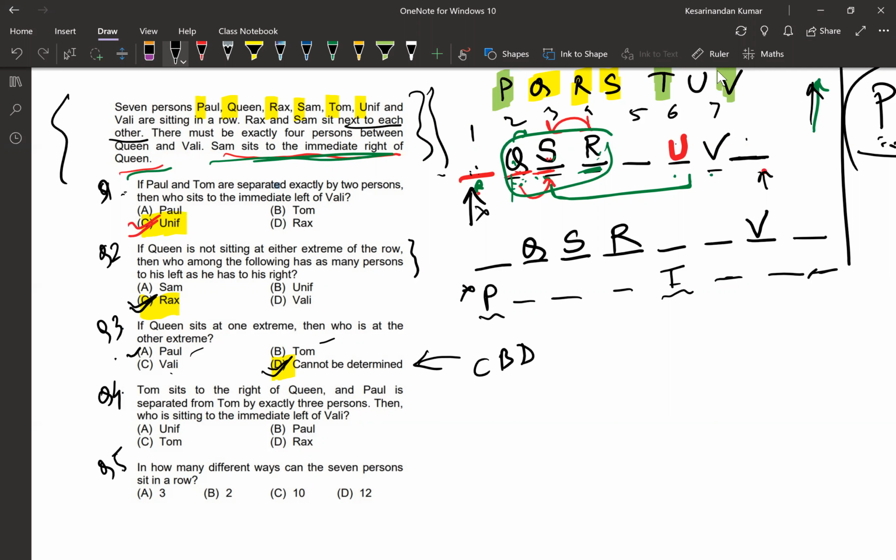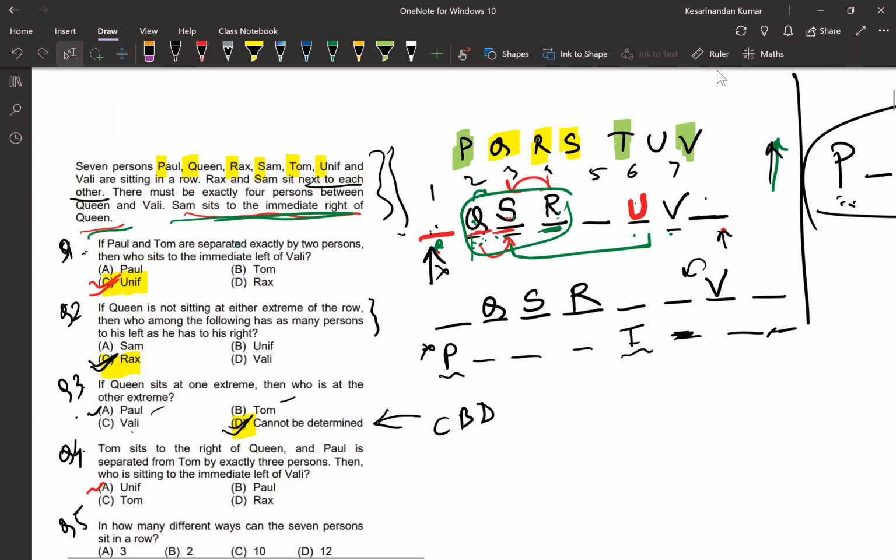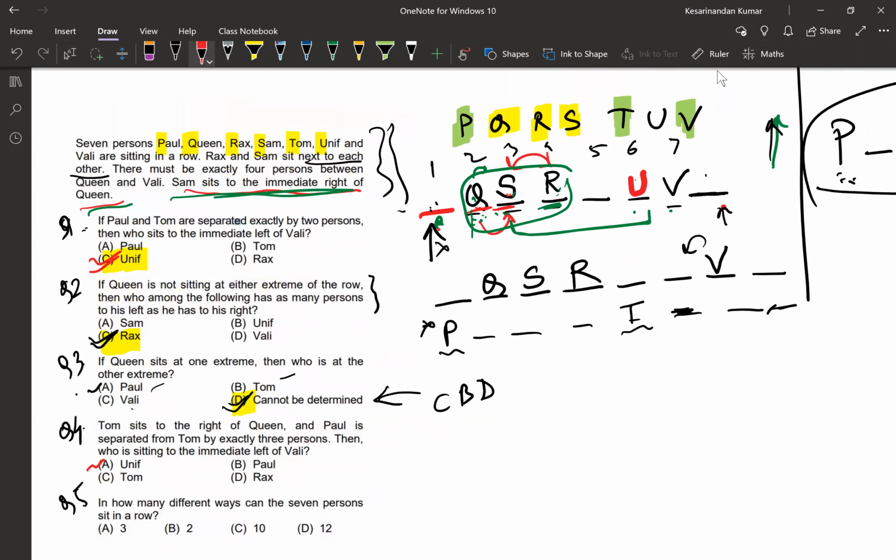Then who is sitting to the immediate left of Wali? Who is sitting here? Who will sit, guys? Unif. Yes, Unif it is, because that is the only person that is left. How? See here. P has been done. QSR done. T is done. V is done. The one that is left is Unif. That will be here. Anybody, any doubt, guys?